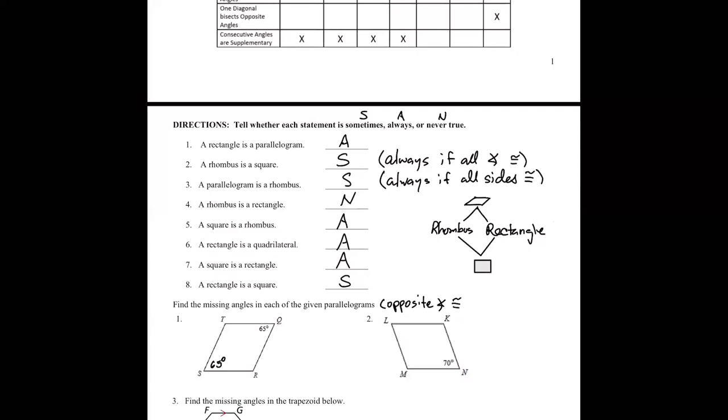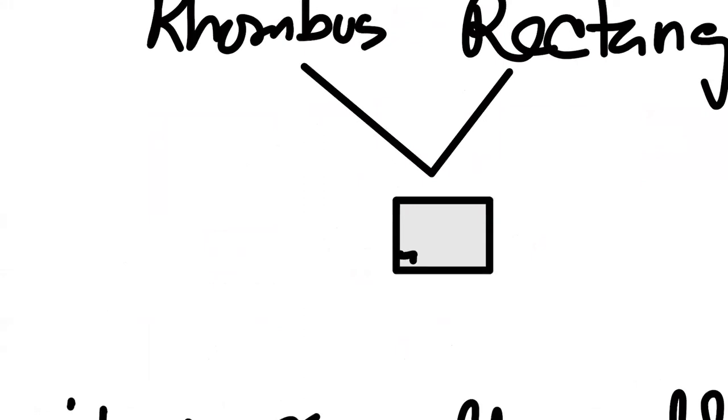So opposite angles are congruent. All angles add to 360. So the total of all four of the angles is going to be 360 degrees. You can test that out in a simple case, like the case of a square. Each one of these is 90 degrees. So 90 times 4 is going to give you 360.